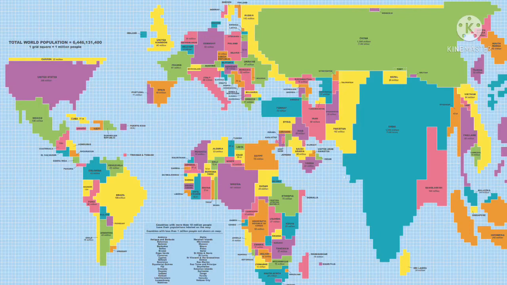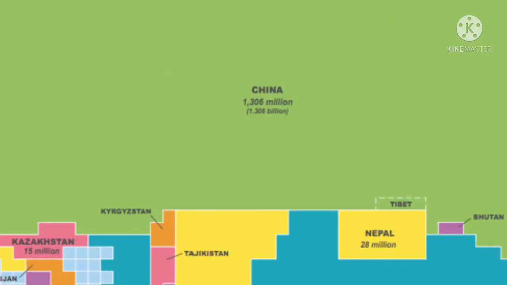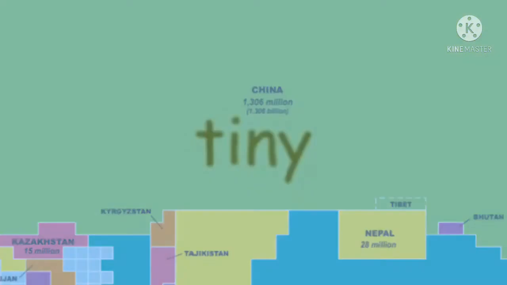And you may be thinking, whoa, Russia's big, look at that giant green square, it makes sense, right? No, because that's China. We obviously know China is the most populous country in the world, but that just screams Russia is absolutely tiny.